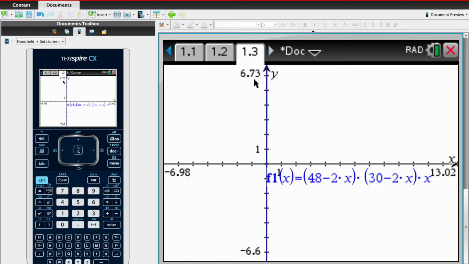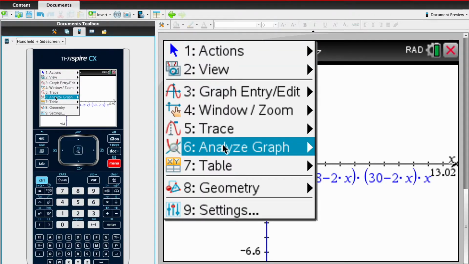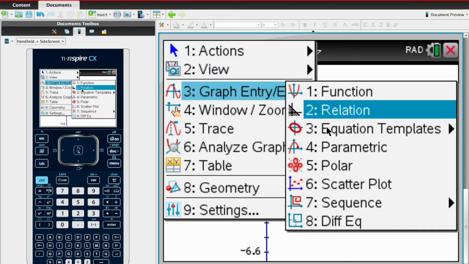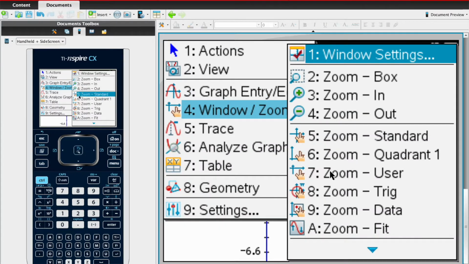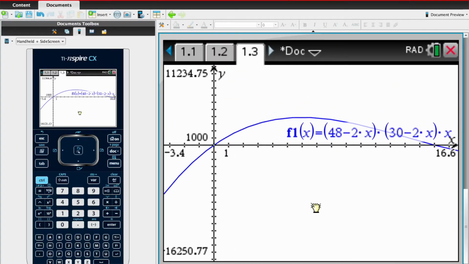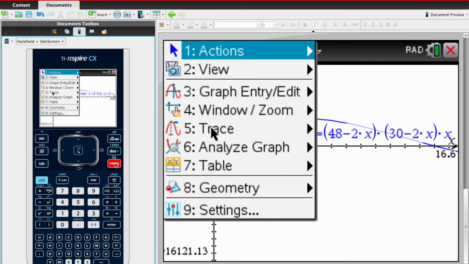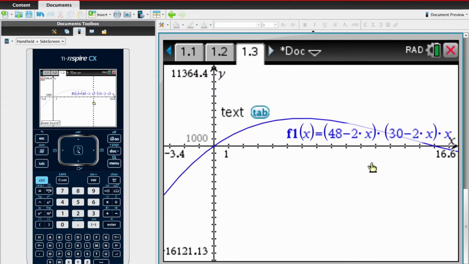And our y value is actually pretty small. The volume is never going to be that small. Not really. I mean, it potentially can, but the problem here is that our window is too small. So let's try zoom fit first. Zoom fit actually doesn't do too bad of a job. We've got a good graph here. So let's analyze the graph and find the maximum. There it is. So when we have a size cutout of 6 right here, we've got a pretty big volume.